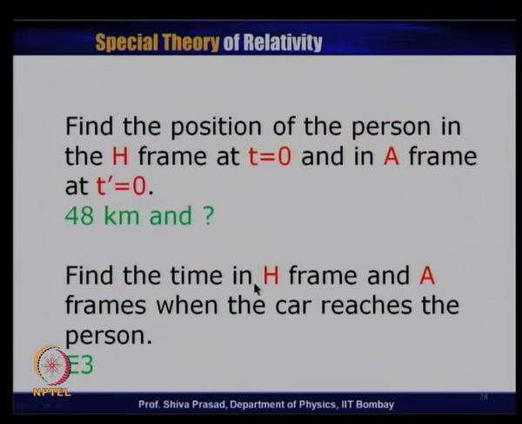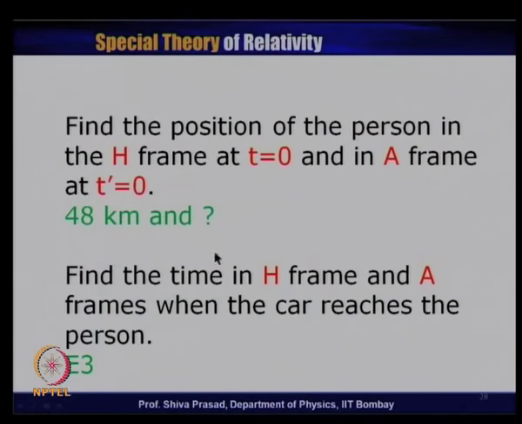Third thing: find the time in the H frame and A frame when the car reaches the person. When the car, meaning the ambulance, reaches the person, obviously this is event E3. Whatever is the value of x that we have calculated both in the H frame and A frame, we have to just pick up those numbers and plug them here. Event number 3 gives me the solution of the last part of the problem. We have to still find out the position of the person at t prime equal to 0. Let us go back here.